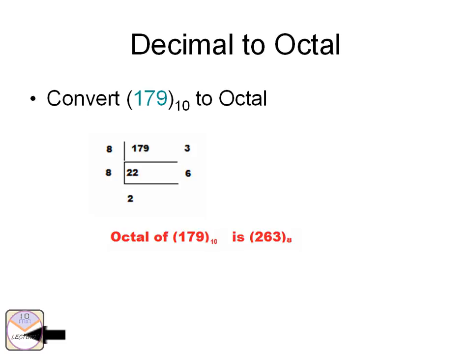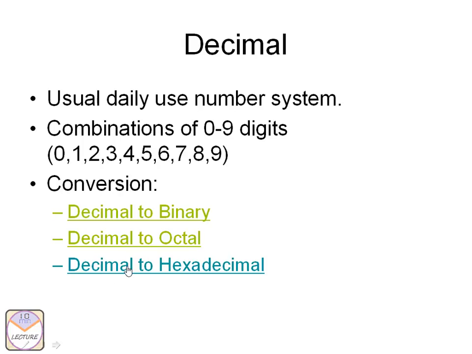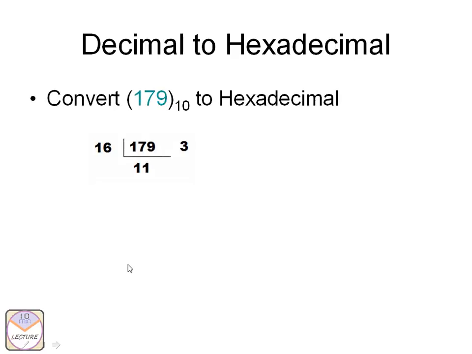So let's go to the next conversion, that is decimal to hexadecimal. Now the same method that we used for decimal to octal, here what we'll be using is 16, because the hexadecimal has got a base of 16. So 16 occupies 11 times in 179, so 3 is the remainder. So we'll be having just two numbers, that is 11 and 3.